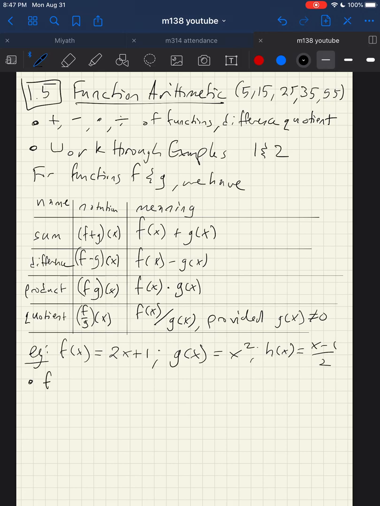So let's compute f plus g of x. Let's have you compute h minus f of x. Let's do f times g of x. And lastly, let's do h over g of x. So take a second and try to work through these.